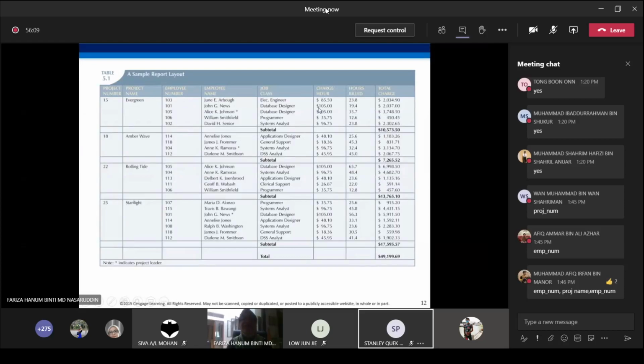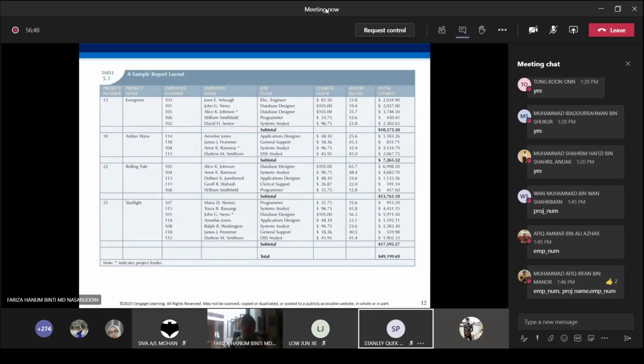Are they paid the same? All database designers are paid the same. All system analysts are paid the same. All general support are paid the same. Do they work the same hours? Let's look at Alice. Alice works 65 hours for this particular project. Alice works for 35 hours for this project. So Alice can work in more than one project, but for each project she will work different hours. Yeah, she is actually working longer on the 3rd project.